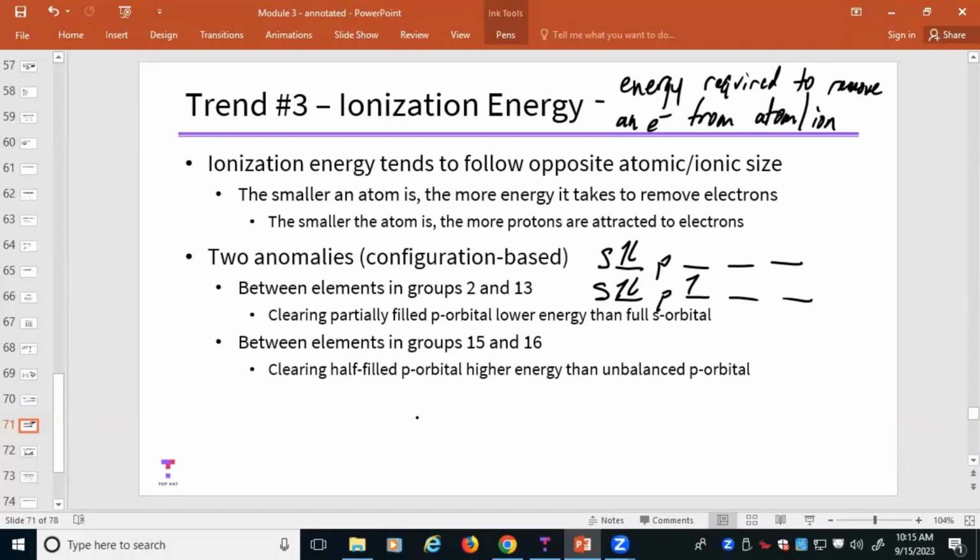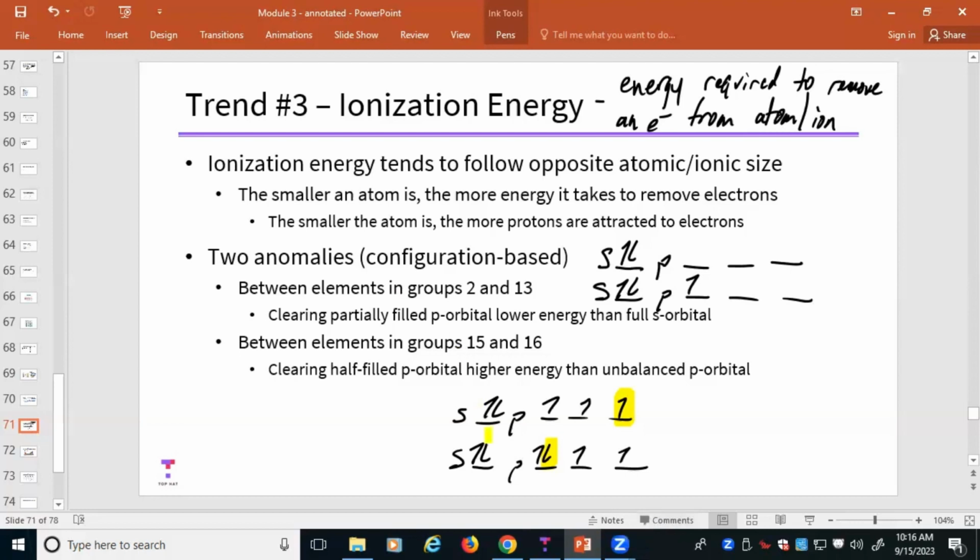The other anomaly exists between group 15 and 16. In group 15, we've got s2p3 as its configuration. In group 16, we've got s2p4 as the configuration. And what it comes down to is the change between removing this electron versus removing that one. And again, for some reason, the idea of balance in sublevels is extremely valuable to atoms themselves.